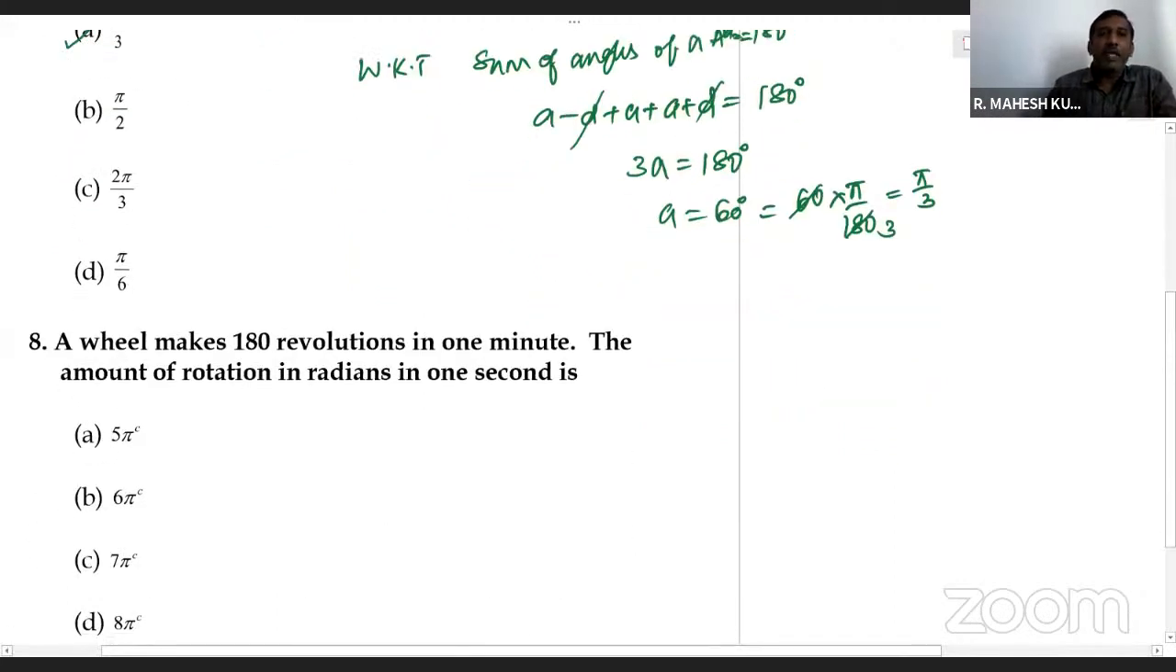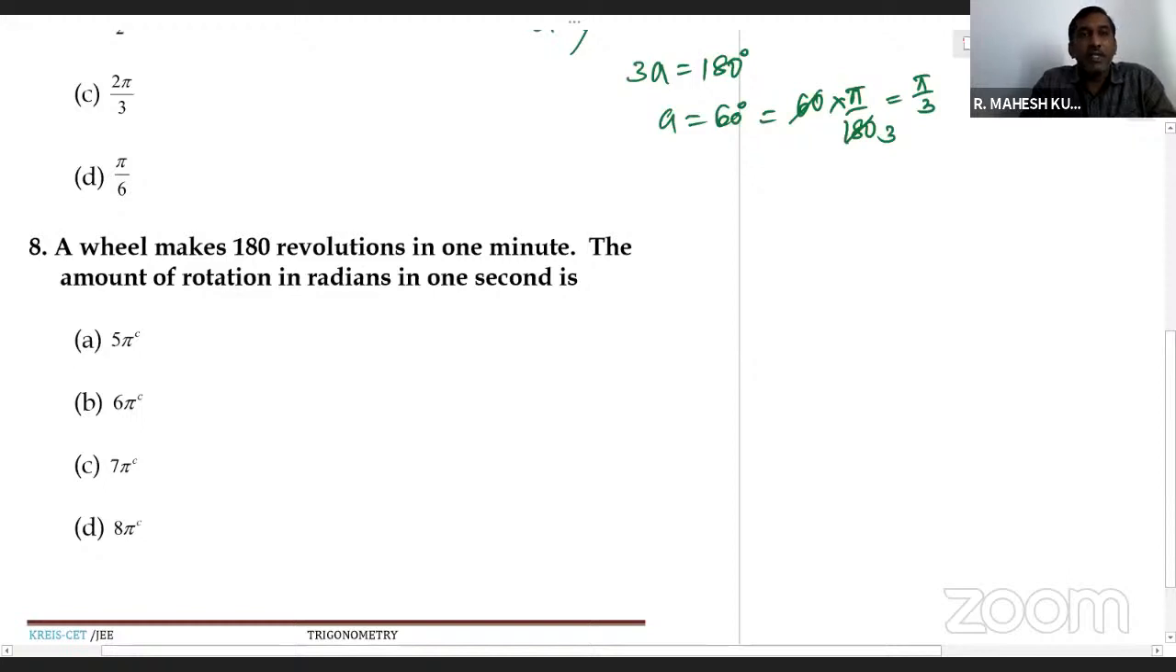Look here, 8th question, quite an important question. A wheel makes 180 revolutions in 1 minute. The amount of rotation in radian in 1 second is. Look here, a wheel is making 180 revolutions in 1 minute. You are supposed to find out the angle it covers in 1 second.